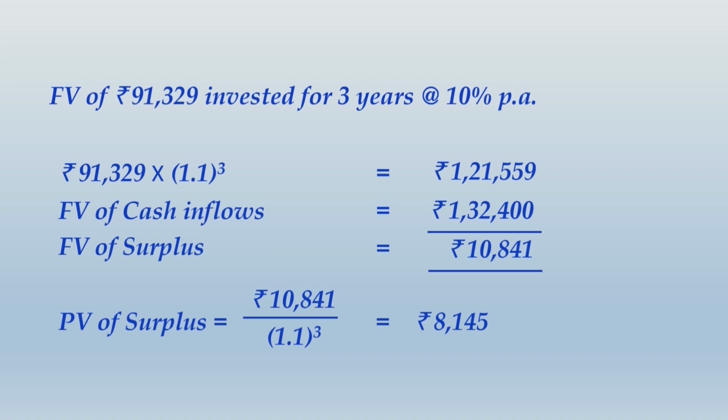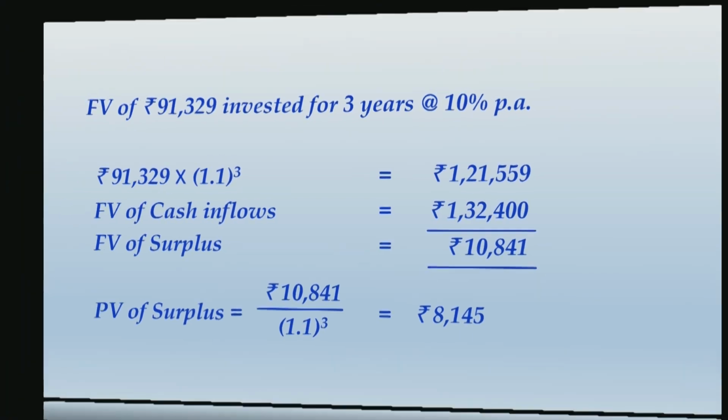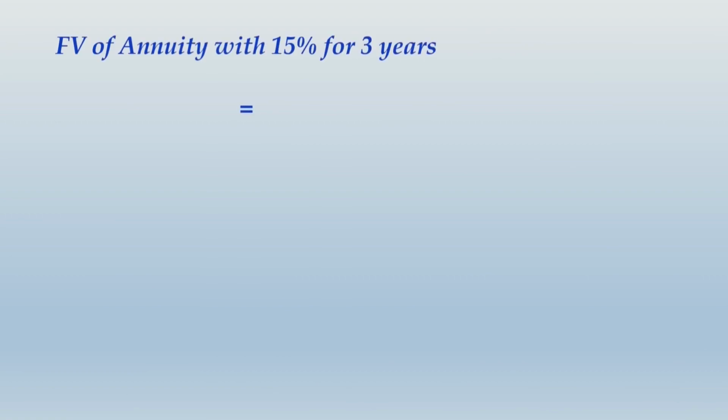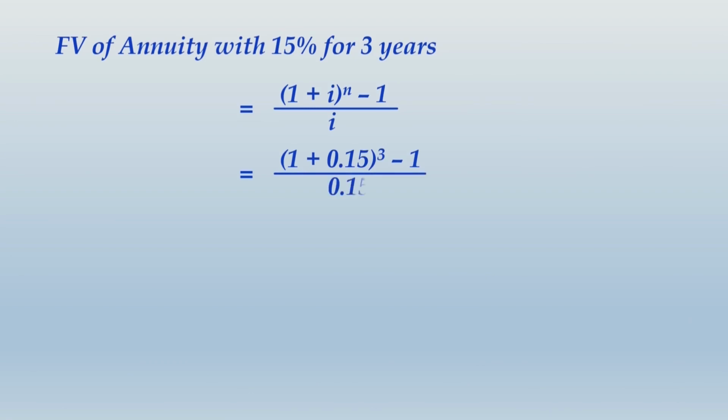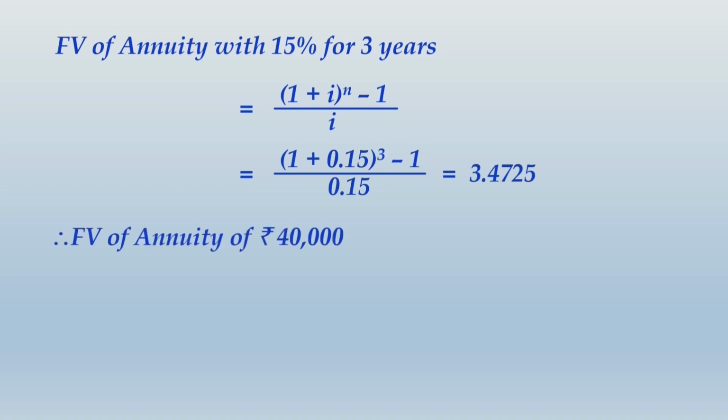Let us move ahead and do the same calculation now using a discounting rate of 15% per annum, which was actually the IRR of the project. So we again recompute the annuity factor for future value, which comes to 3.4725, and when applied to the annual cash inflow of 40,000, what you get is a lump sum future value of rupees 1,38,900.